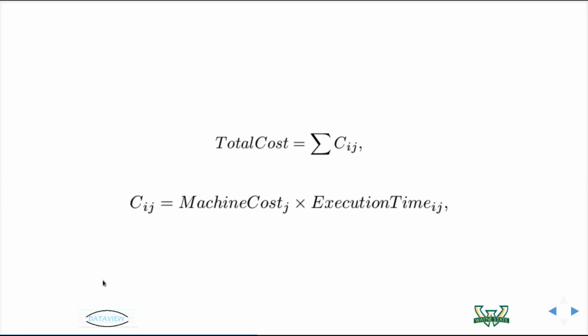Therefore, we have C_ij, which is the multiplication of machine cost by the execution time. Execution time means the execution time of the task i on the machine j, and the machine cost means the cost of running something on machine j.